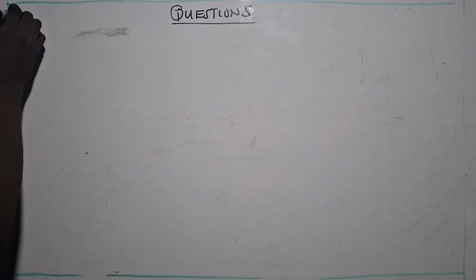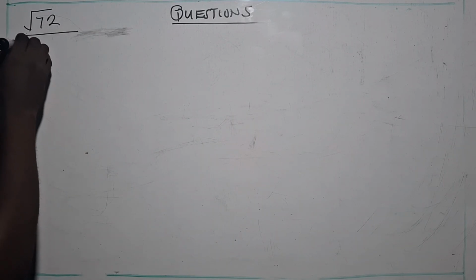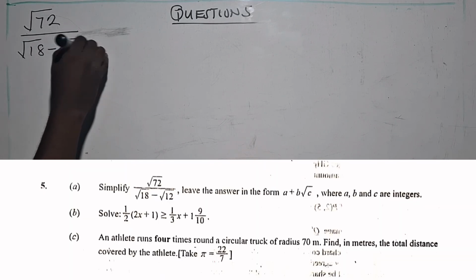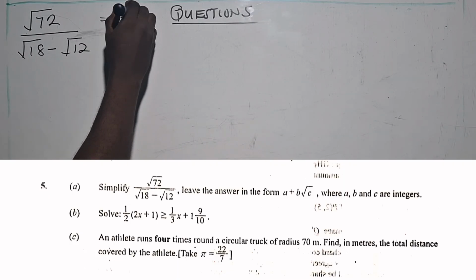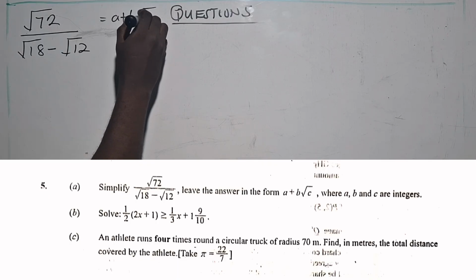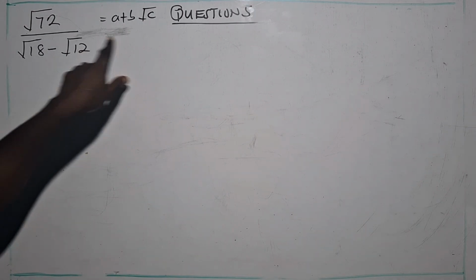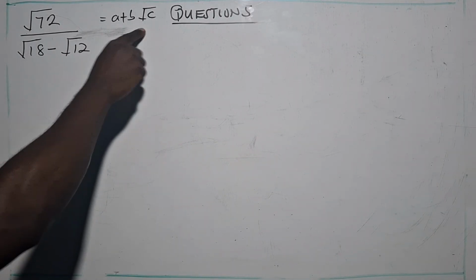So the question was given as root 72 all over root 18 minus root 12. And we have to leave our answer in the form a plus b root c, meaning that you don't have any excuse for not getting an answer that looks like this. Yes, it can be, but what you need to know is that this side can even be minus, but the answer should be in this form.